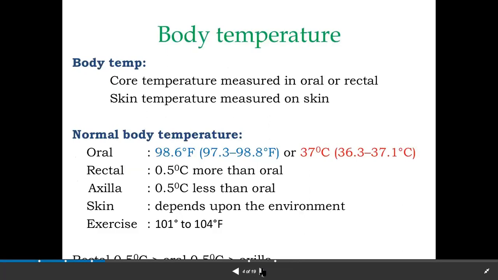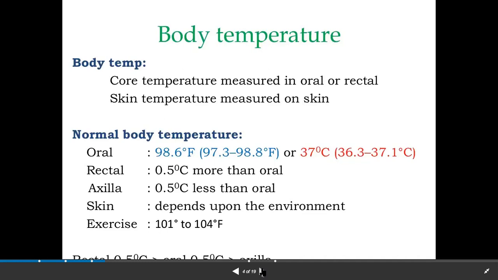The normal body temperature, or the core temperature, is measured in the oral cavity, in your mouth, or in the rectal region, in the anus. You can also measure your temperature on your skin. You put the thermometer in your axilla, in your armpit, or in the oral cavity, or in the anus, the rectal region. But each region gives you a different temperature value, okay?